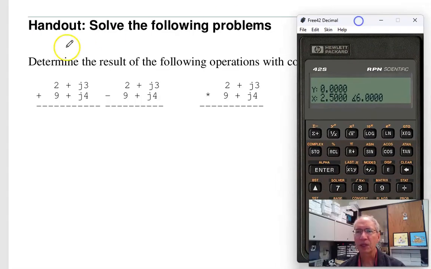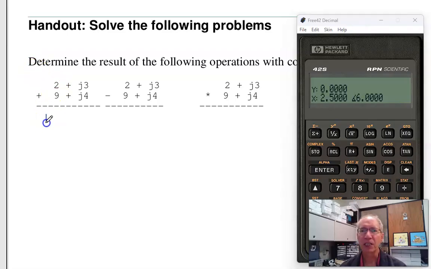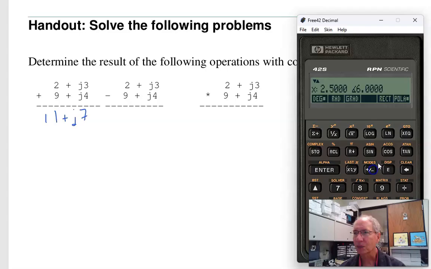So resuming, addition's easy. 2 plus 9 is 11. 3 plus j4 is j7. I don't need a calculator for that, but I could use one. 2, enter 3, complex. 9, enter 4, complex. Here are my two numbers. Add them together. Surprise, surprise, 11 plus j7.